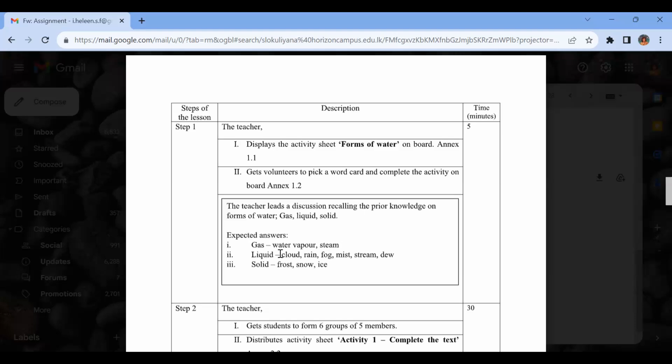So you have word cards. What are the word cards? Water, vapor, steam, cloud, rain, fog, mist, stream, dew, frost, snow, ice. So these are the word cards. They have to pick a word card and go and put it in the right column. Do you understand this?